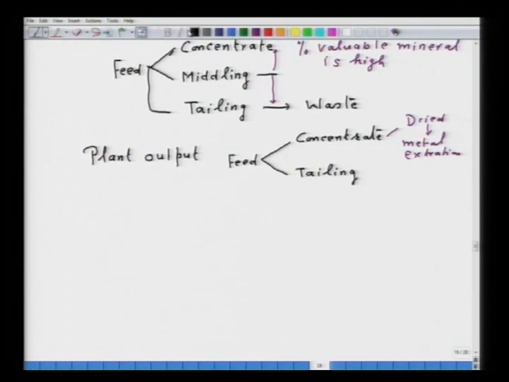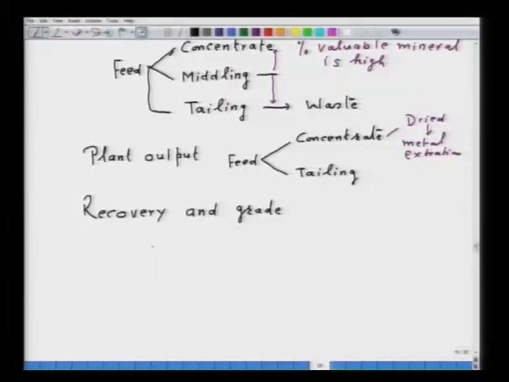Now, here one of the most important things that you should know is the recovery and grade. Recovery and grade. Recovery of a valuable mineral can be 100%, but the metal grade will not be 100%, it will belong to the metal grade of a pure mineral.